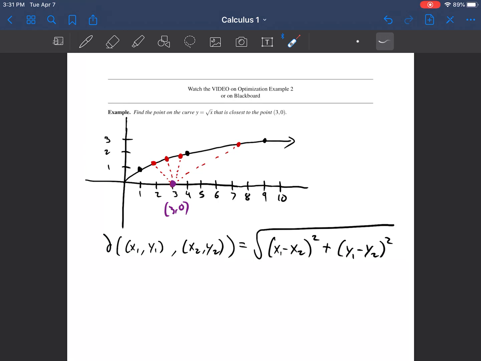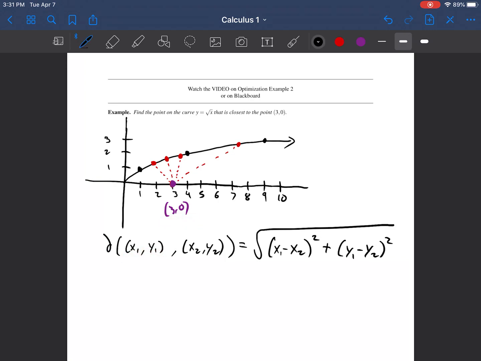Step 3 in our procedure for solving these optimization problems is finding an equation for the thing you want to minimize. That's exactly what this is going to be. We want a point on this curve that is closest to the point (3, 0), so we want to minimize this distance. One thing we can do is plug in some of the things we already know. For example, one of these points is going to be the point (3, 0).